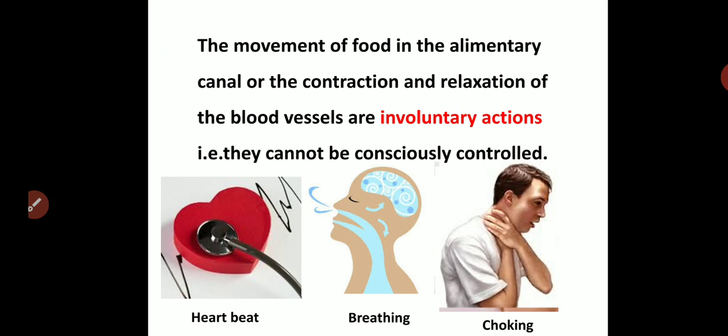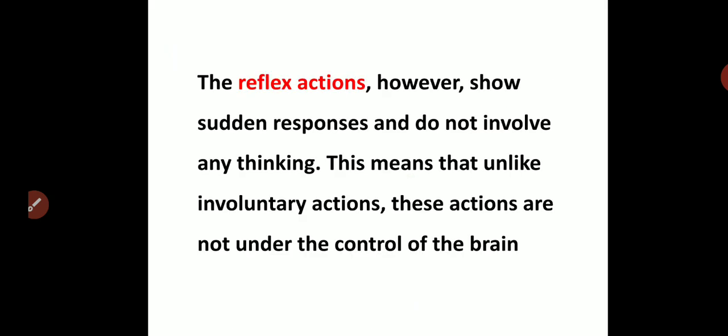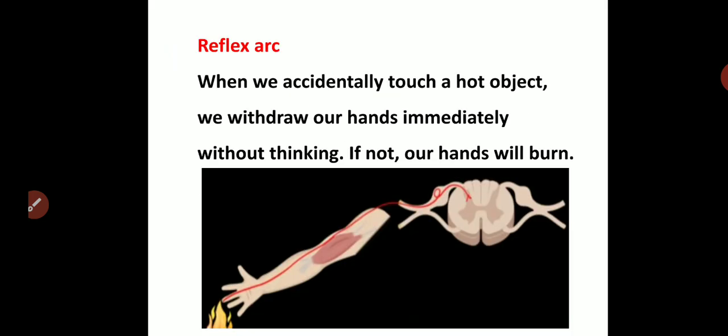Examples are shown there in the diagram for you. Heartbeat: you cannot tell your heart to stop beating for a few minutes or a few seconds. Then breathing, choking, these are all reflexes. Now all these reflexes, which are involuntary actions and not under the control of our willpower, can be classified into conditioned and unconditioned.